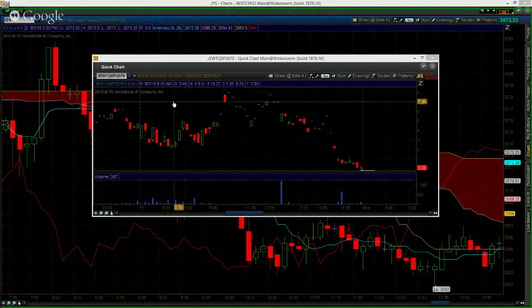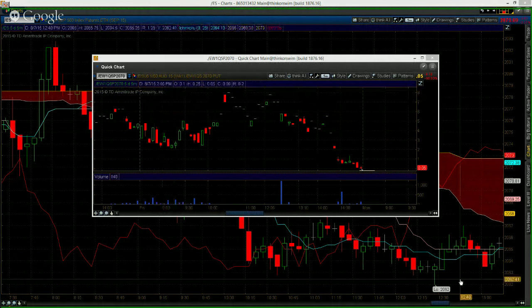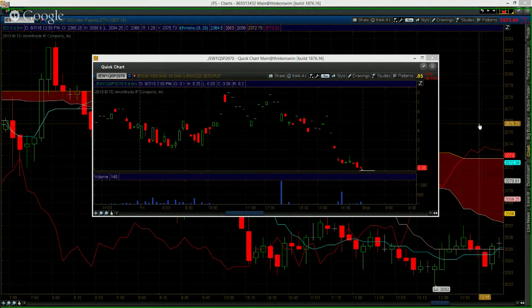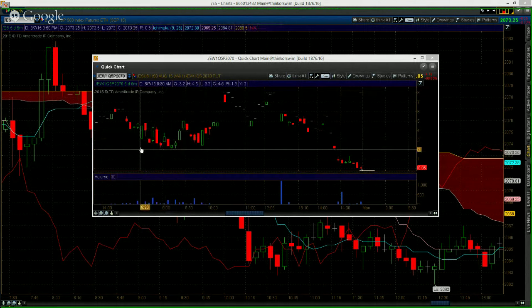Now, unlike the underlying future, this has that built-in stop at 0. It can't be worth less than 0. So I know that I could buy these, and I automatically have a 4.5 point stop built in, because it can't be worth less than 0.